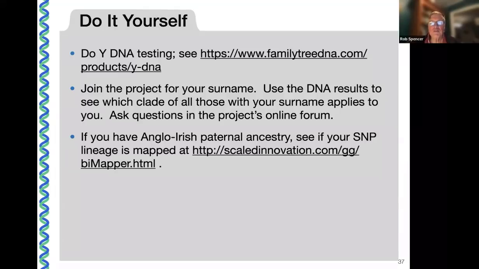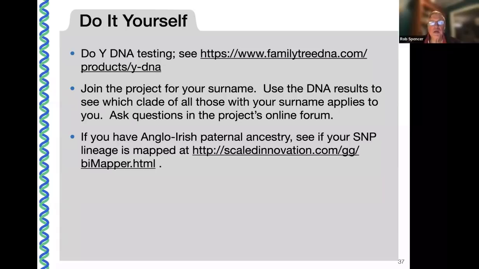Family Tree DNA is by far the largest operation that does Y-DNA testing. It's more expensive. It's more specialized. I would absolutely recommend their Big Y product if you're really interested in this. I would join the project for your surname. There are projects there. There are admins there. It's a very active back and forth thing. That's what I do, where I connect with people and ask in their online forum.